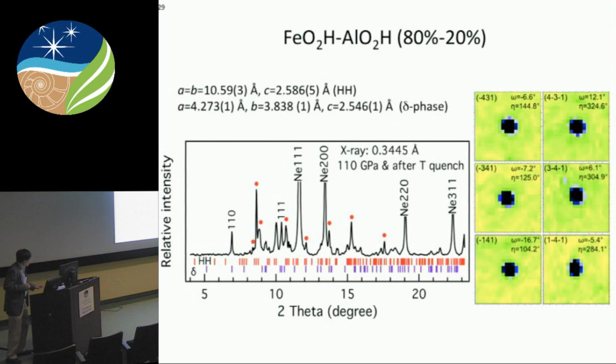Okay, so this is a diffraction pattern of a mixture of this HH phase plus a delta. Delta is the aluminum AlO2H. And you can see that if you calculate the powder pattern, it's so complicated, and the strong lines we see are only those like one.